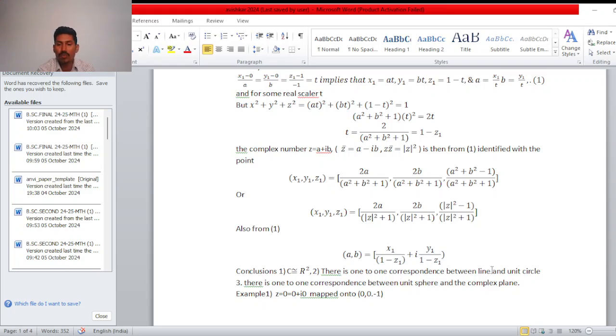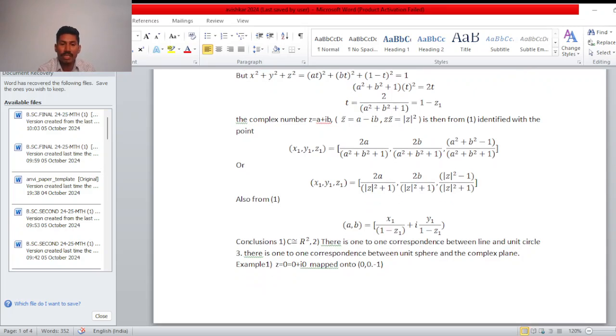There is a one-to-one correspondence between the line and the unit circle. There is a one-to-one correspondence between the unit sphere and the complex plane. For example, we can calculate this by formula. If z is equal to 0, that is 0 plus 0i, putting this in this formula x1, y1, z1, we get x1 is equal to 0, y1 is equal to 0 and z1 is equal to minus 1.